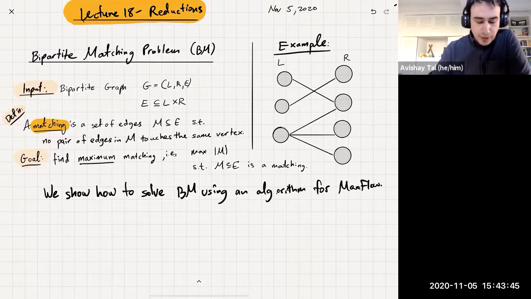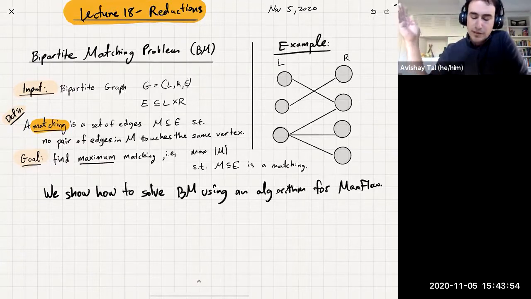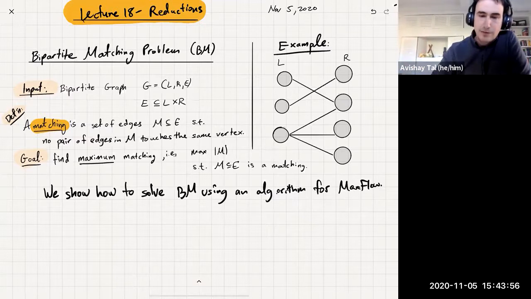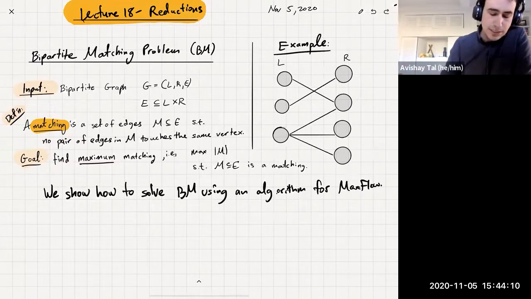So what do we get? We get as input a graph which is bipartite, meaning that there are 2 kinds of vertices: on the left and on the right. Here you can see that there are 3 vertices on the left and 4 vertices on the right. And all the edges go between the left-hand side and the right-hand side. So this edge is not allowed, okay? So this is just the input.